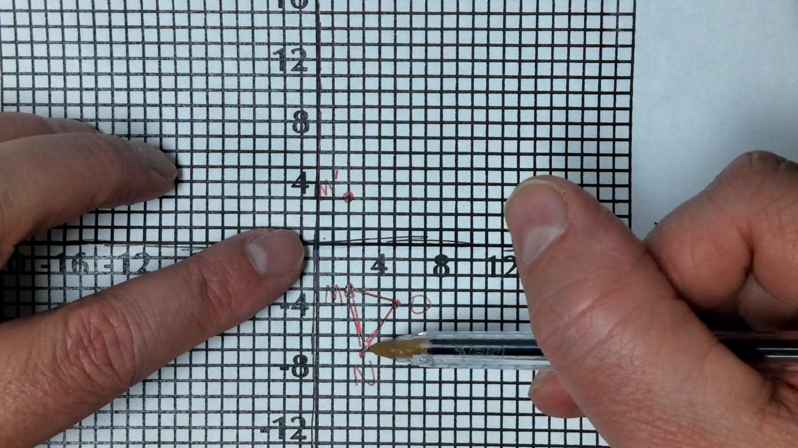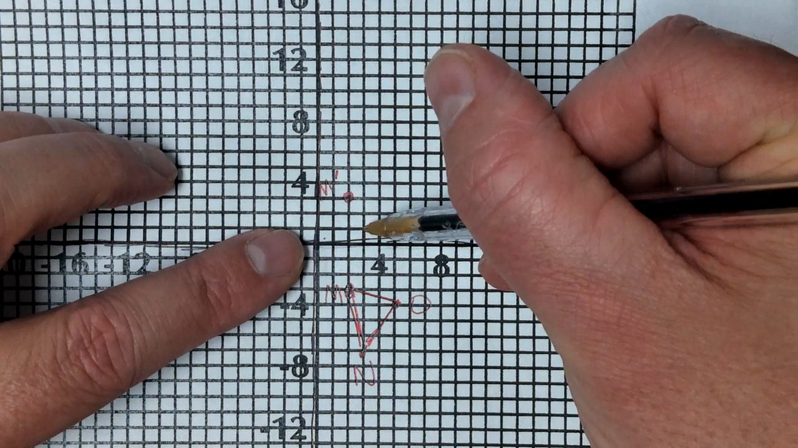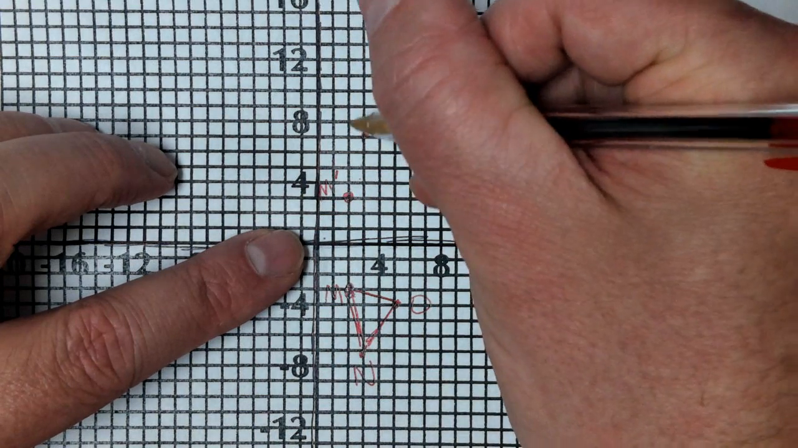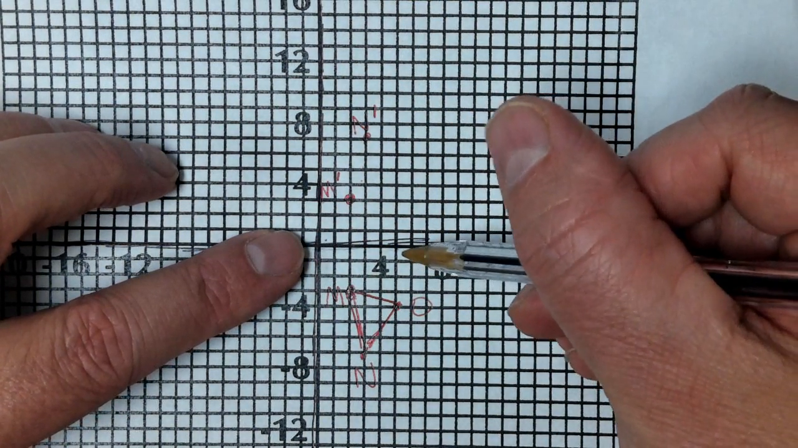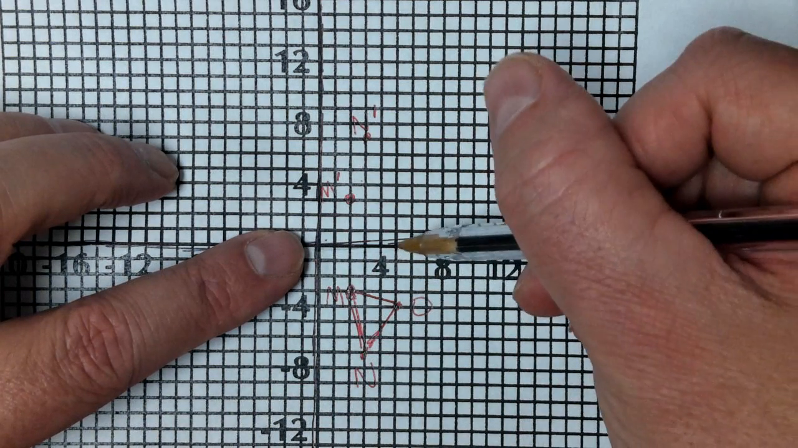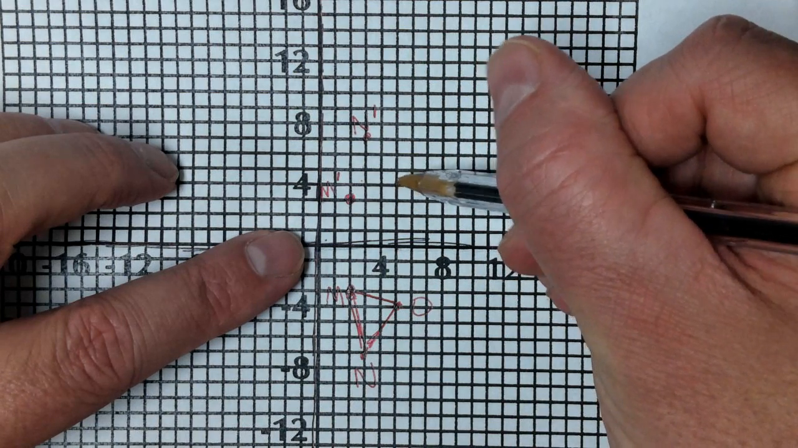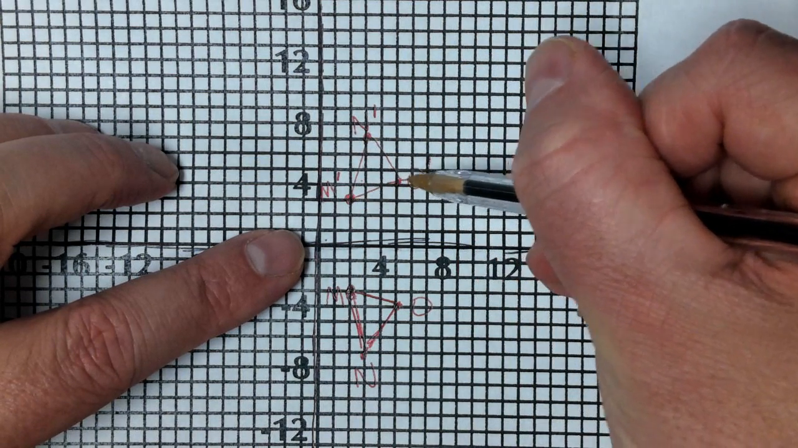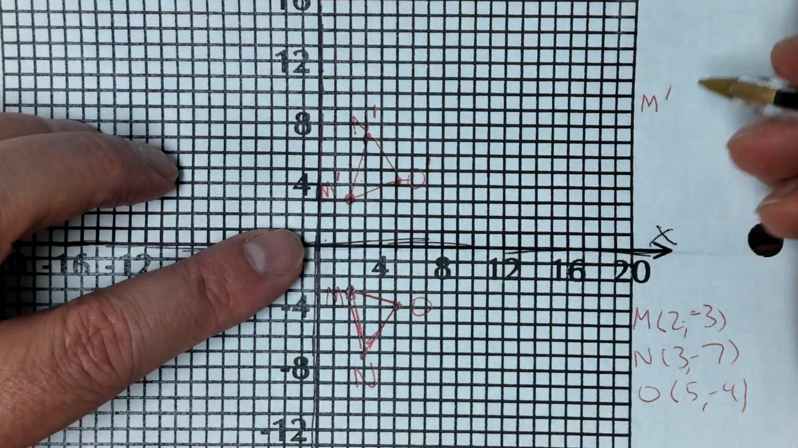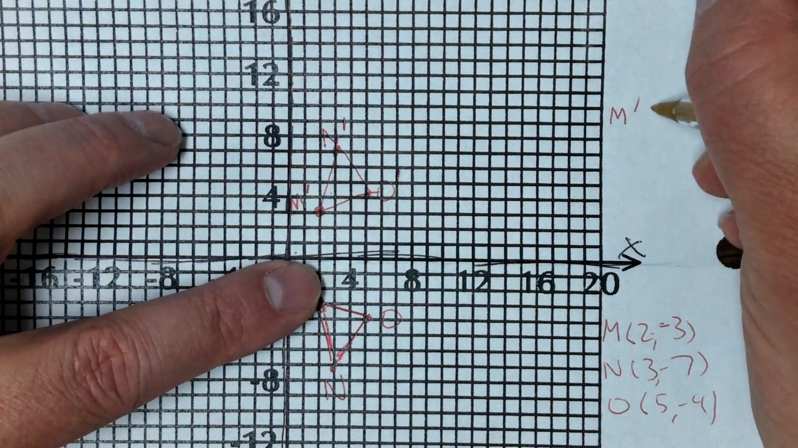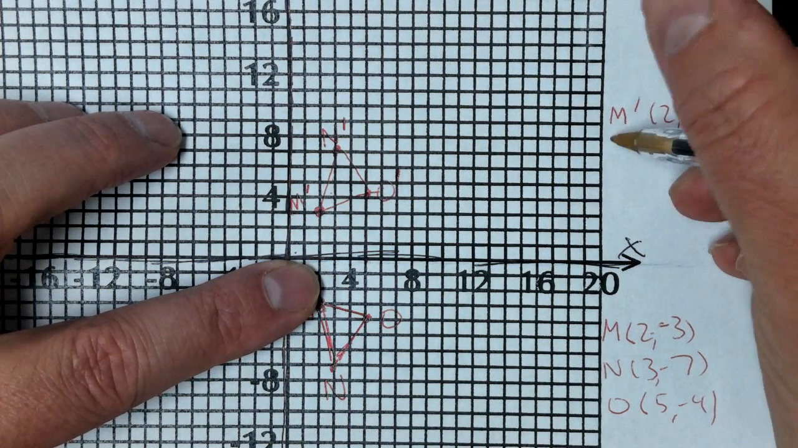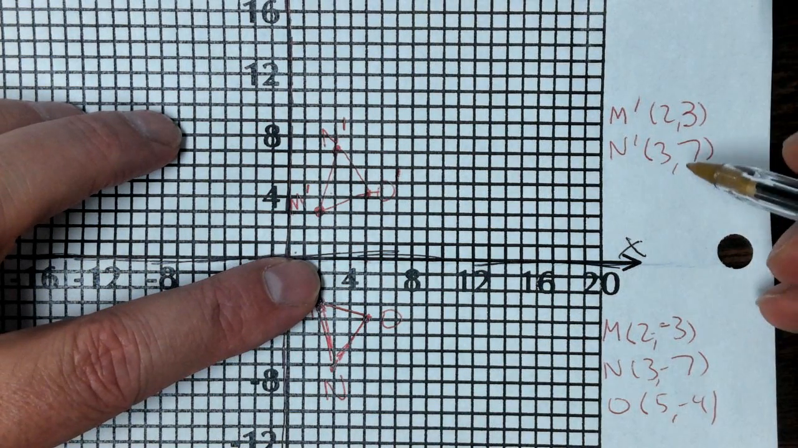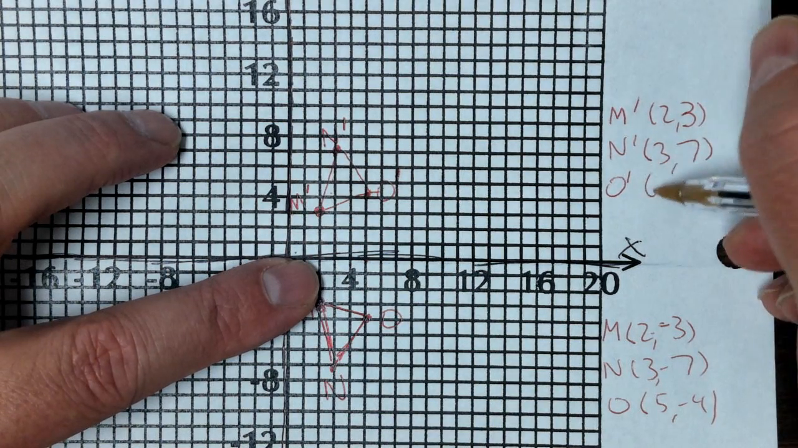And then this one was 7 units down, so we're going to go 7 units up. 1, 2, 3, 4, 5, 6, 7. This is N prime. And this one was 1, 2, 3, 4 units down, and so we're going to go 1, 2, 3, 4 units up. And so that's O prime. So those coordinates were 2, +3. 3, +7. And 5, +4.